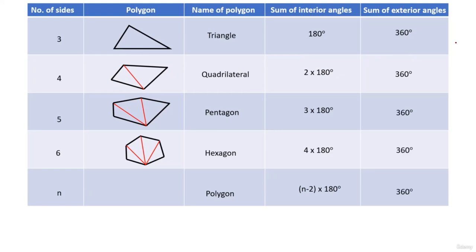So always remember, guys, for any n-sided convex polygon, the sum of all the exterior angles is always 360 degrees.